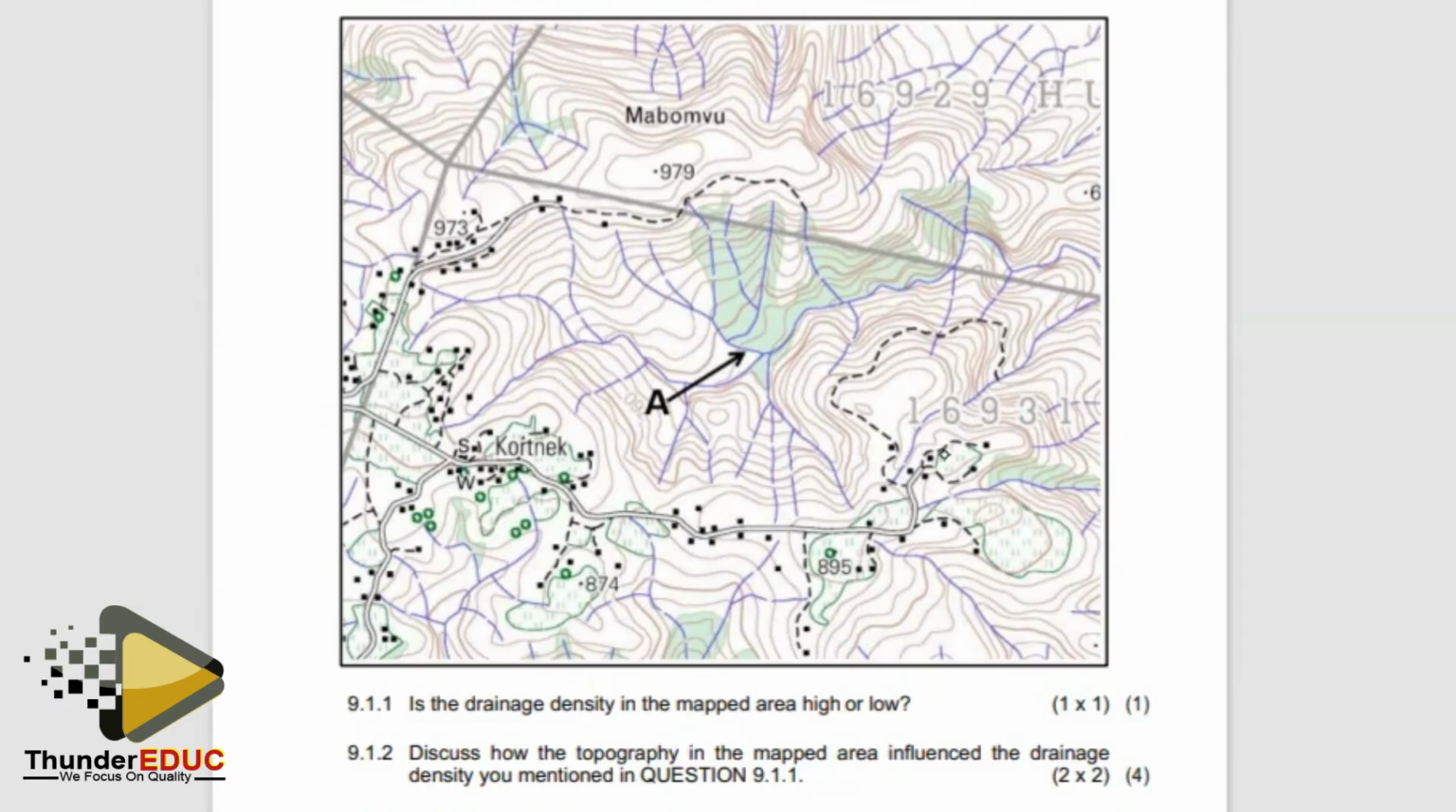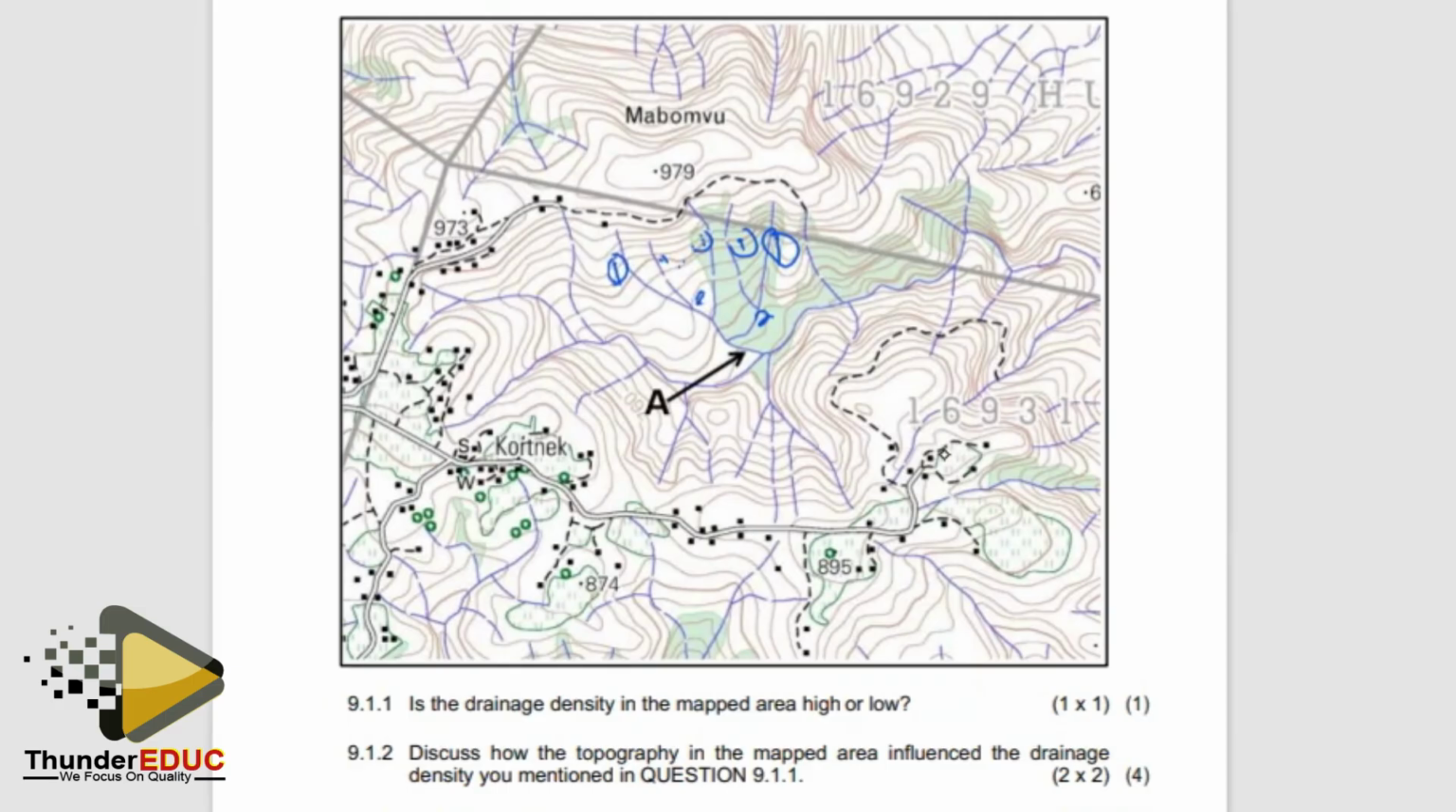If we want to figure out the order of A, it means A is made up of number 1. This stream is number 1, and also this stream is number 1. When they are joining, they are giving us number 2. And also this is number 1, and this is number 1. They don't have tributaries, these ones. 1 plus 1, it means the A is 2.